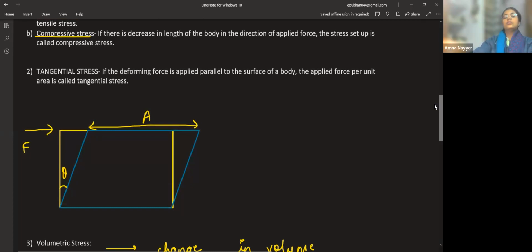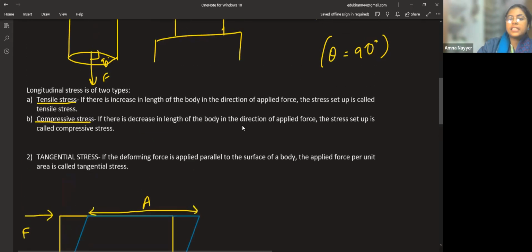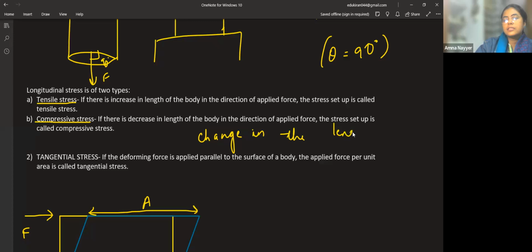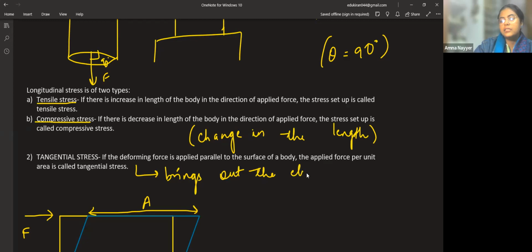Initially, in the first case, the change produced was in the length. Then next we have tangential stress. Tangential stress brings out the change in shape. This brings out the change in shape.